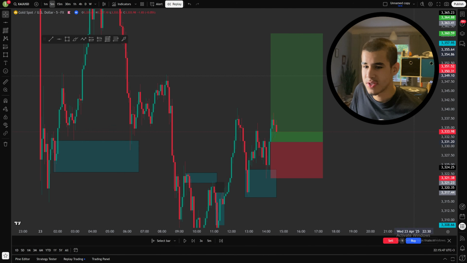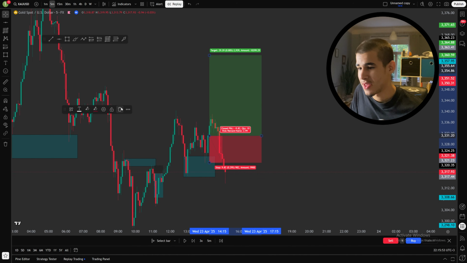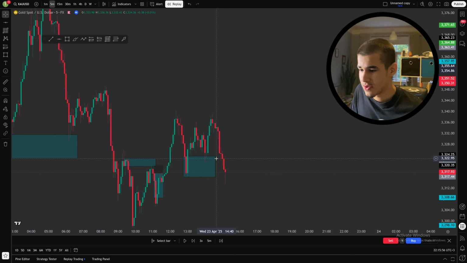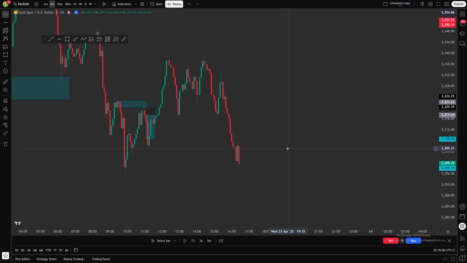But let's see if this still wins or not. This is not in consideration though. Yep, as you can see, that's the exact reason I would not take that trade, because it just lost like that. And there goes my storage again.